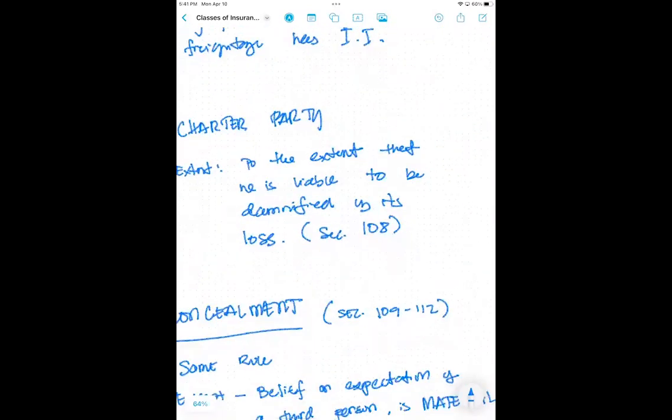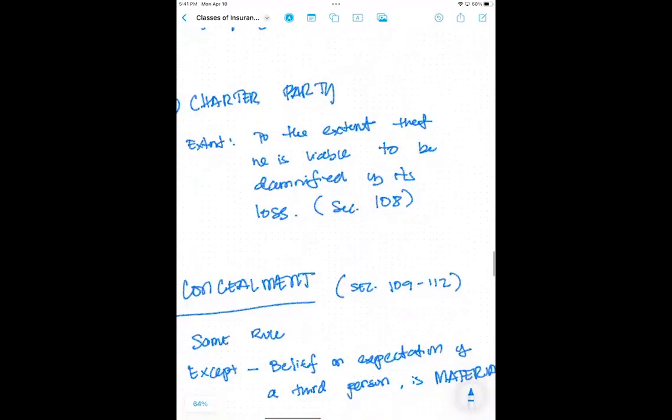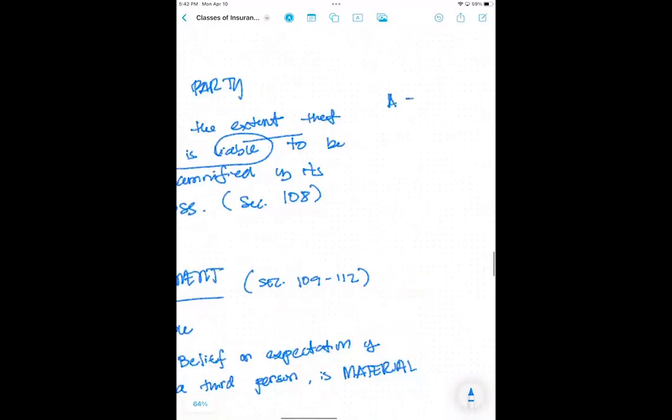Now, charter party. So we illustrated earlier the charter party, or who is a charter party. That charter party can also insure or procure an insurance because meron siyang insurable interest. And what is the extent of the insurable interest of the charter party? It is to the extent that he is liable to be damnified by its loss. As in the earlier example, A is actually the owner of the ship, and B is the charter party.